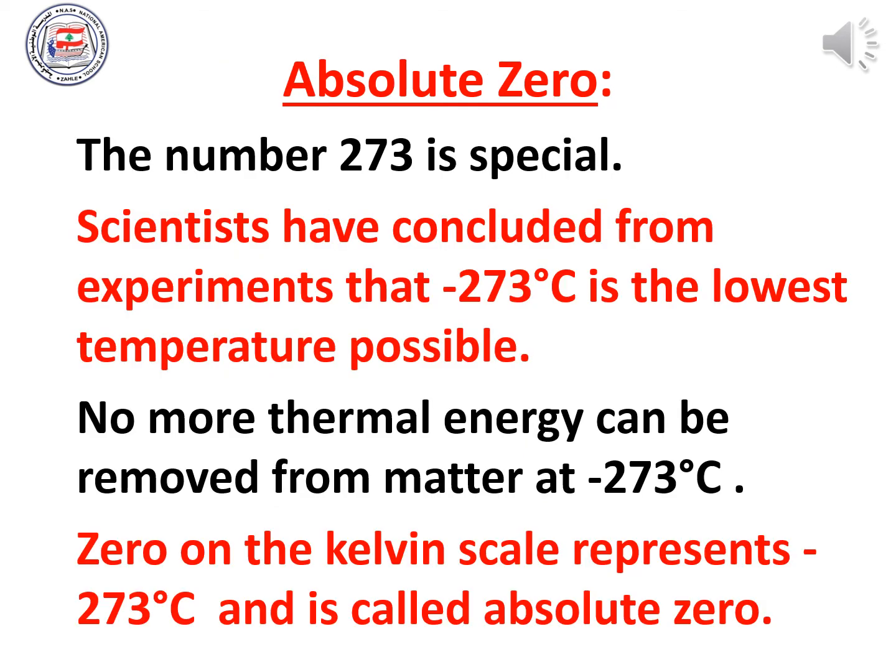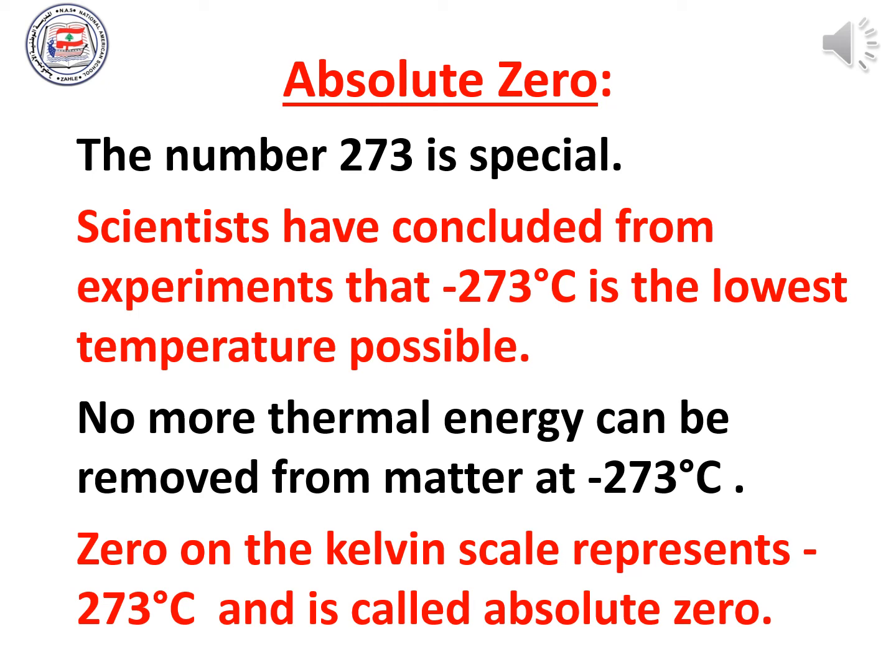You might have heard of something called the absolute zero. What is the absolute zero? The number 273 is special. Scientists have concluded from experiments that negative 273 degrees Celsius is the lowest temperature possible. No more thermal energy can be removed from matter at negative 273 degrees Celsius. So, no matter can have a temperature that is lower than negative 273 degrees Celsius. This is why the number 273 is special.